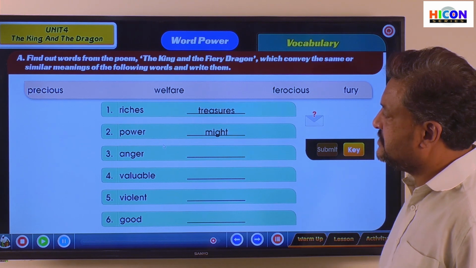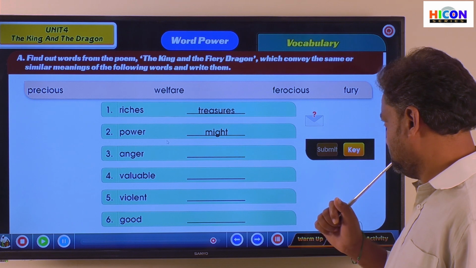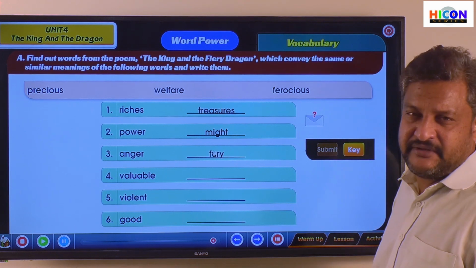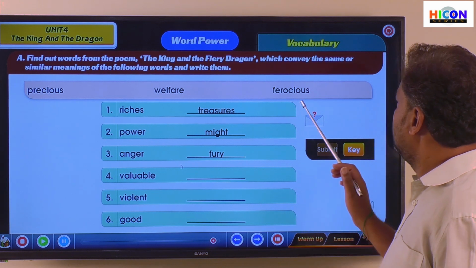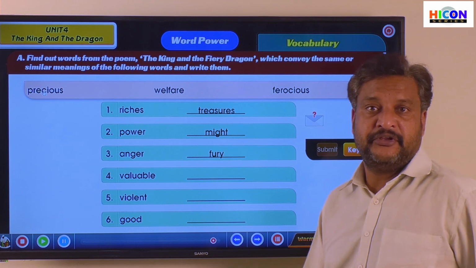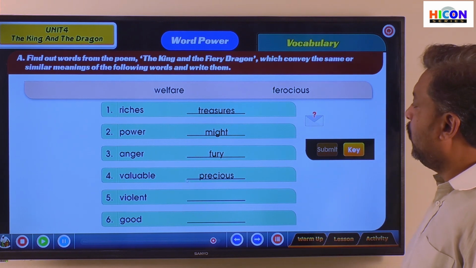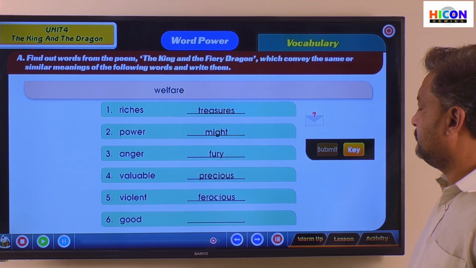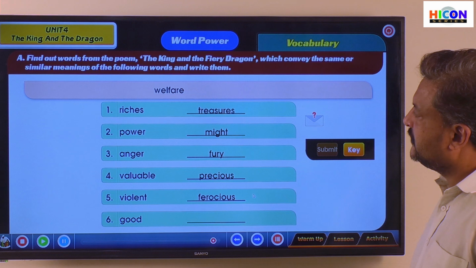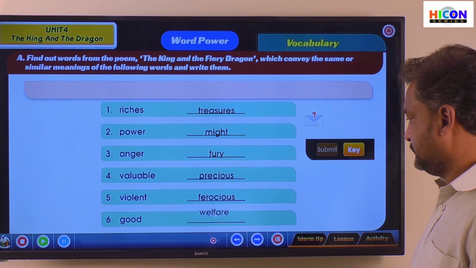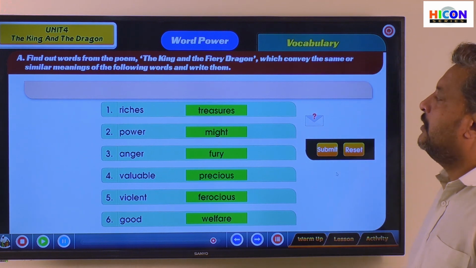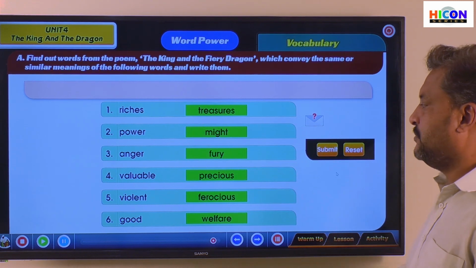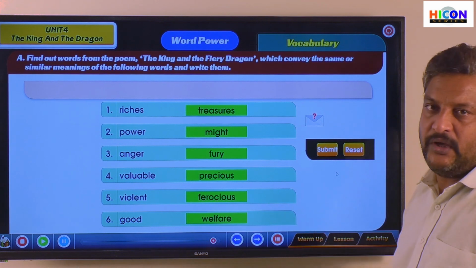So power means might. Anger. Anger means fury. He was very furious, means he was very angry. Valuable. Precious. Very costly, very precious. Violent, ferocious. Good, welfare. Okay. So riches, treasures, power, might, anger, fury, valuable, precious, violent, ferocious, good, welfare.